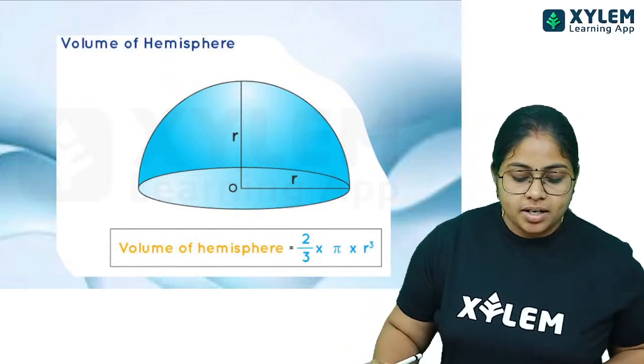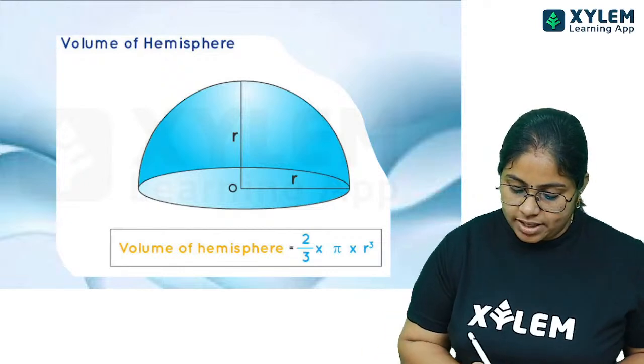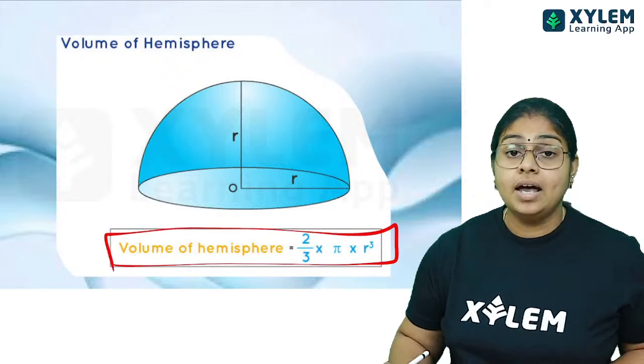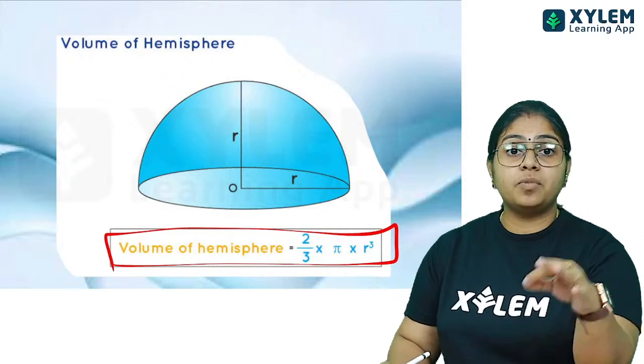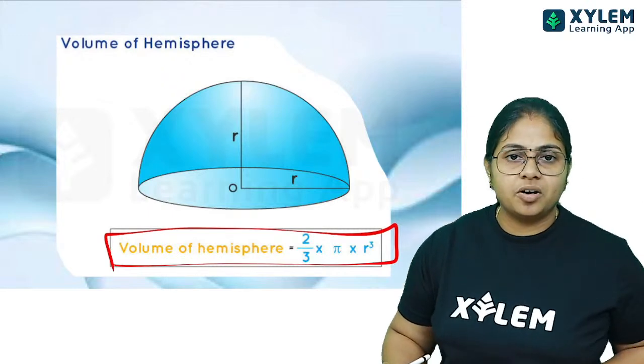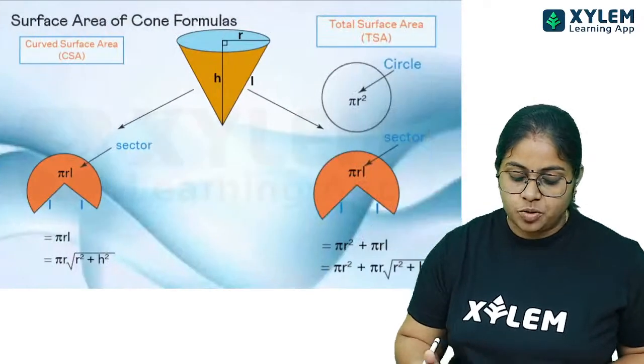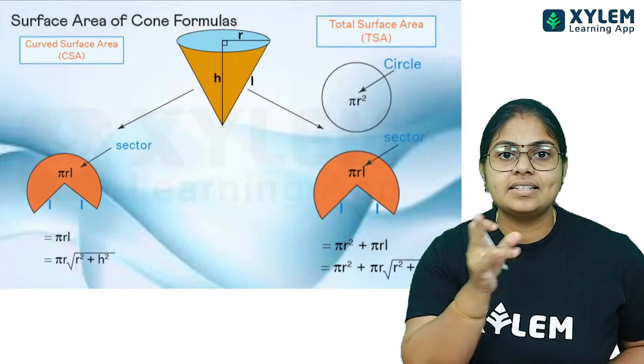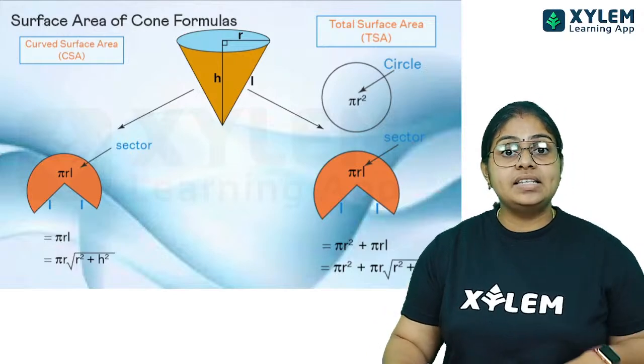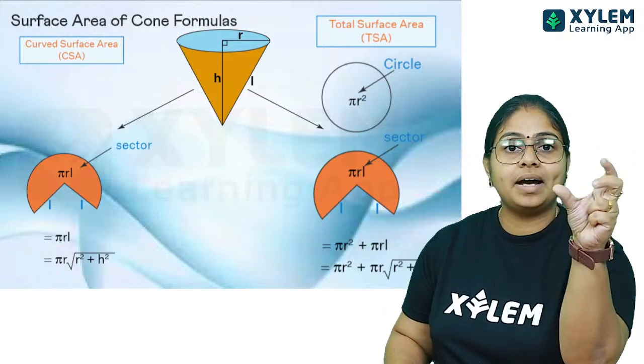So the volume of a hemisphere, that is what we have already discussed. It is 2 by 3 pi r cube. Just remember it as half of the volume of a sphere when it is a hemisphere. When we are studying, children, if you connect them and study, it will be a little easier. You can study sphere and hemisphere combined.